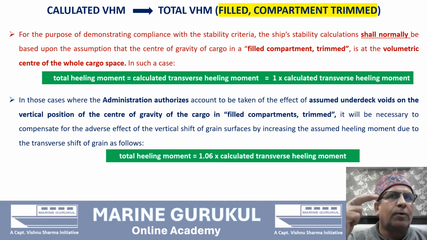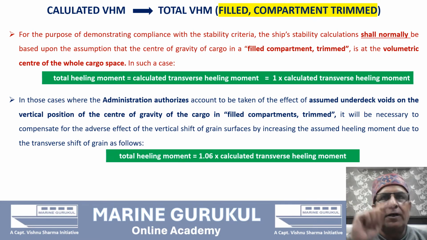So if you're trying to lower the kg of the ship by playing around and leaving out the voids and compensating for the voids on top, then since you are trying to show enhanced stability by lowering the kg of the ship, same will be offset. Why? Because now your numerator of the lambda 0 expression will go high, and therefore they are saying in such cases the total healing moment should be 1.06 into calculated transverse healing moment. Remember, calculated transverse healing moment is what you obtain from the tables.